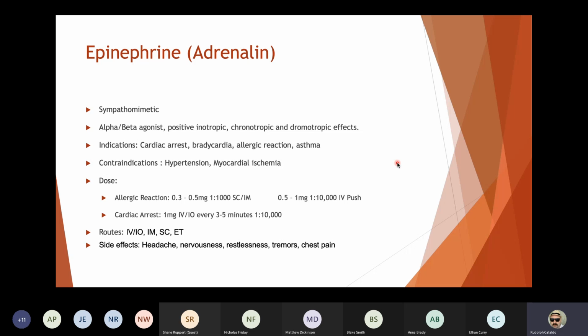Routes, you'll notice something a little bit different about the routes here. We've got IO, we've got IV, we've got intramuscular, subcutaneous, but we have also ET. You can give epinephrine down an endotracheal tube. If you have no other means of access and you need to administer a medication to a patient, you have a tube in, you can give that medication down the tube. The problem is the dose has to be about 10 times higher than what you normally would give. Otherwise, it won't have a reaction on the patient.